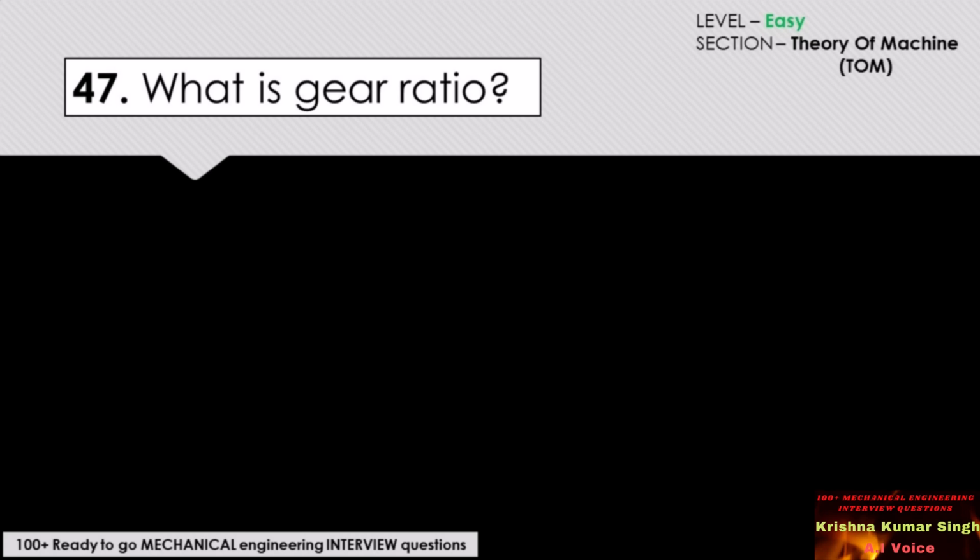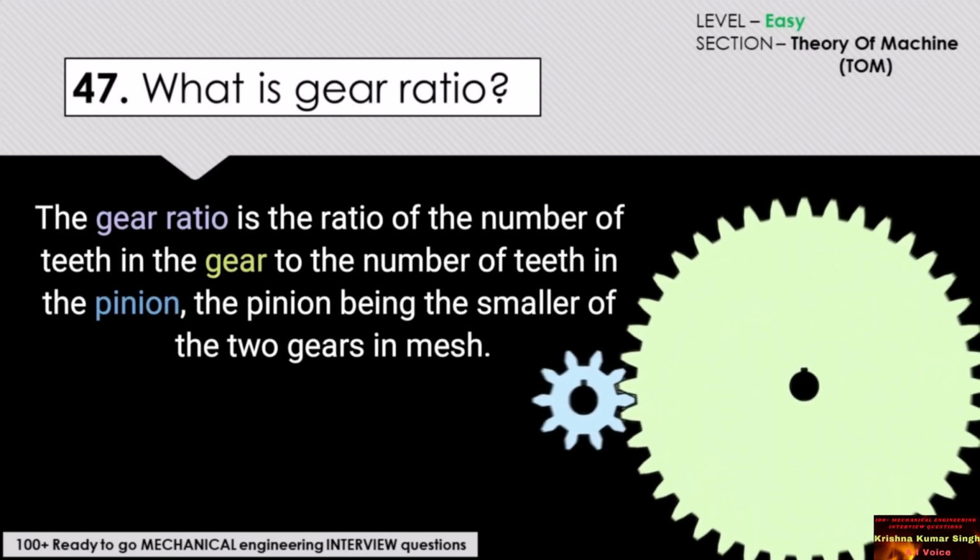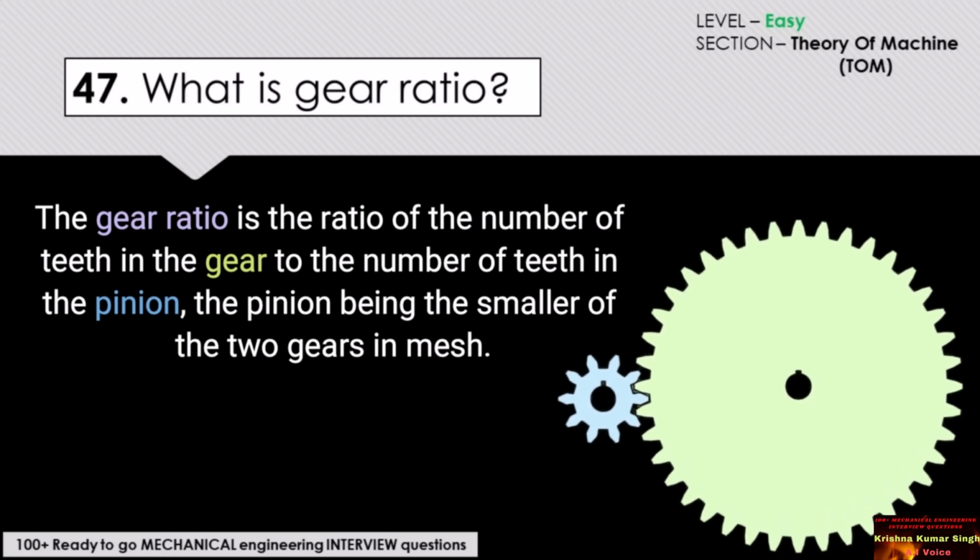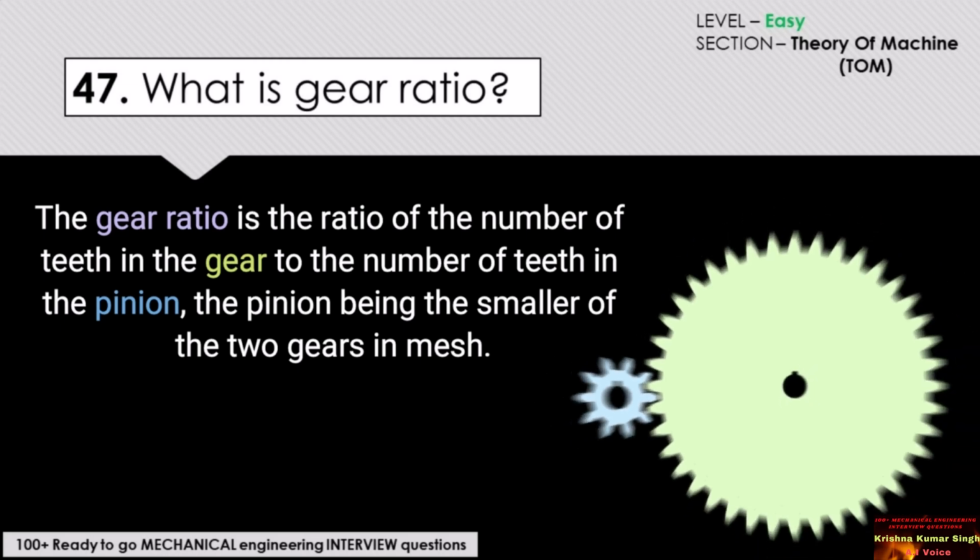What is gear ratio? The gear ratio is the ratio of the number of teeth in the gear to the number of teeth in the pinion. The pinion being the smaller of the two gears in mesh.